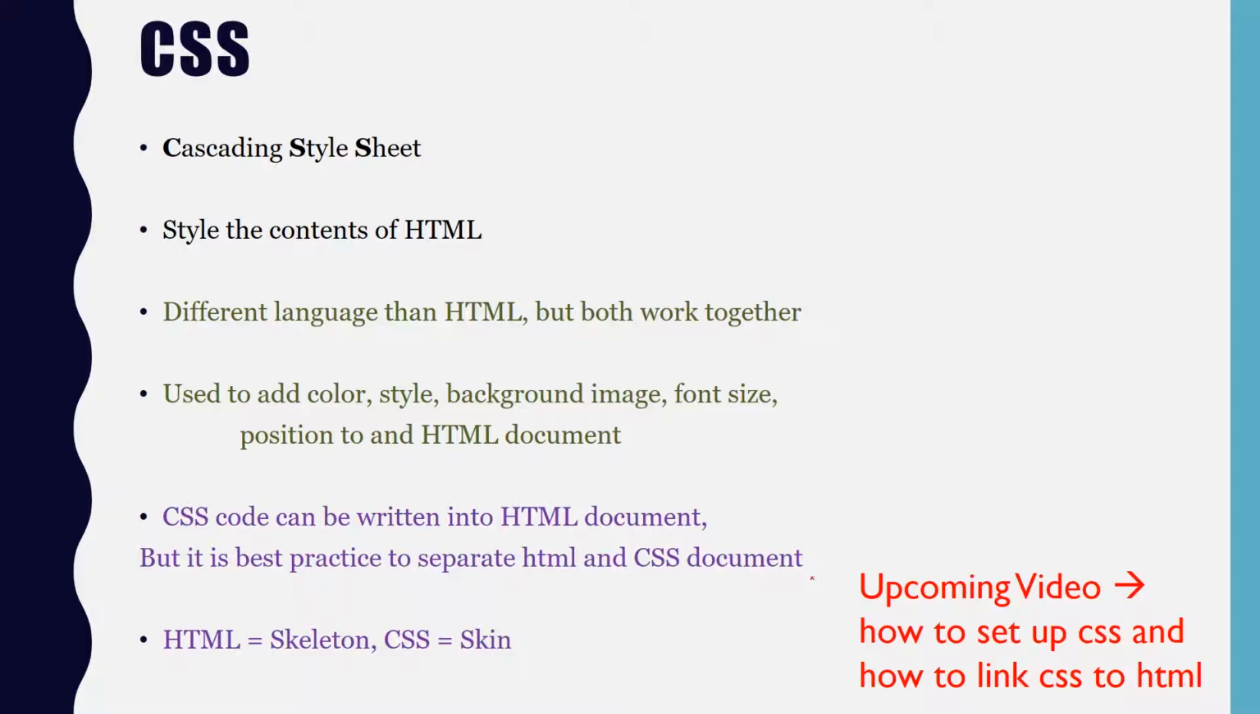CSS stands for Cascading Style Sheet. CSS is a style sheet because it is used to style the content of HTML. CSS works hand in hand with HTML. CSS is not the same as HTML. CSS is actually a different language than HTML, but both of them are used together to build a website. CSS is what is used to add color, style, font size, background image, and is used to position the content of the HTML document. You can think of HTML as the skeleton of the website, and CSS will be the skin.